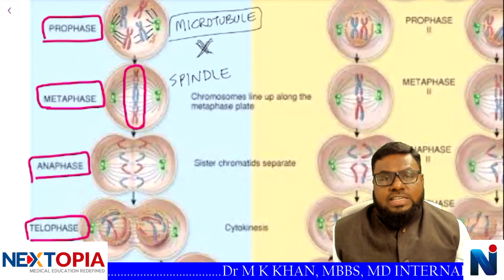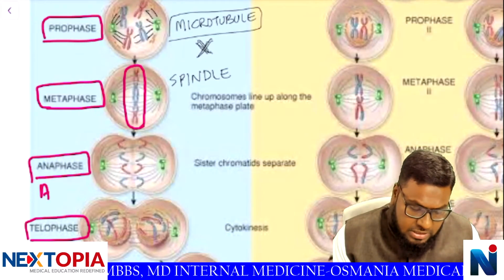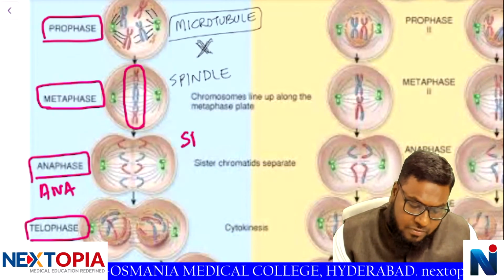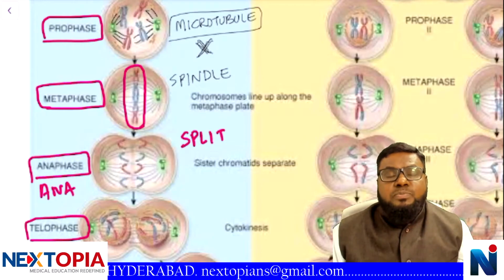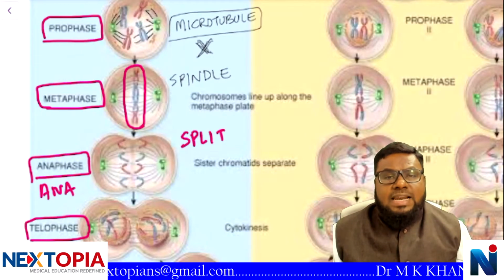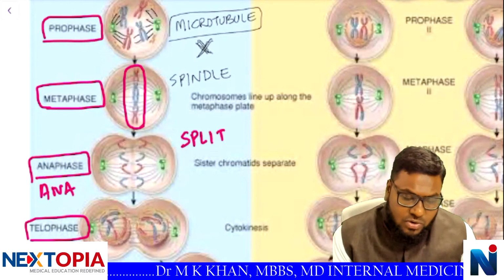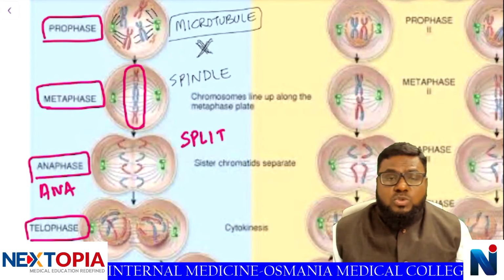Next comes the anaphase. Anaphase means split. Ana stands for splitting. So here there is splitting up of chromosomes. The chromosomes undergo splitting at this stage, and the cell can be differentiated into 46 pairs of chromosomes. Initially we had 23 pairs, and now we have 46 pairs of chromosomes.